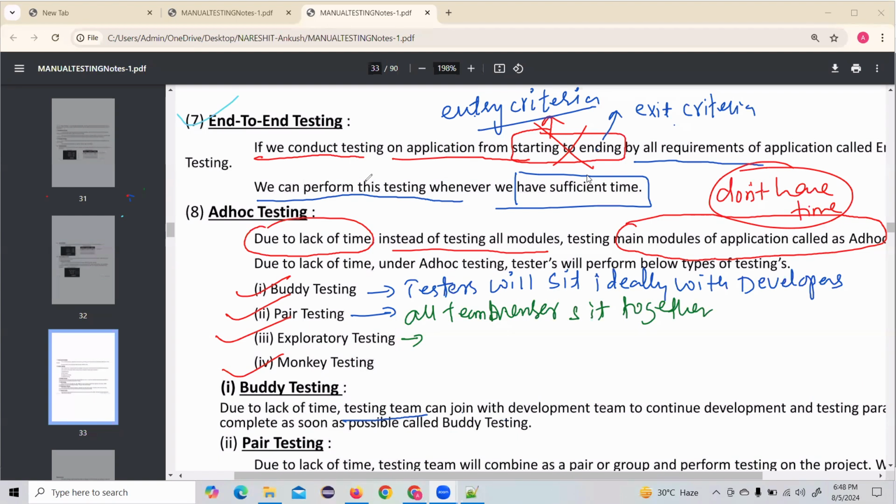So what we will do here, we can sit ideally with the development team, that is called buddy testing. Pair testing means all team members will sit together and we can check the application. Then what is meant by exploratory testing? Here, what questions will they ask? Look here. Let us write this, finish this buddy and pair. I will tell you what exploratory is.